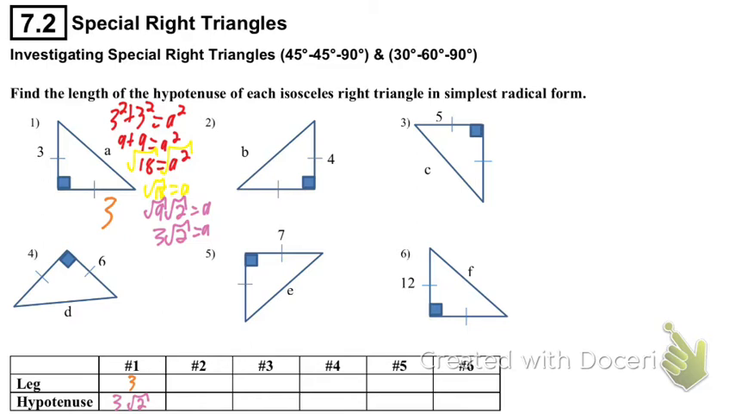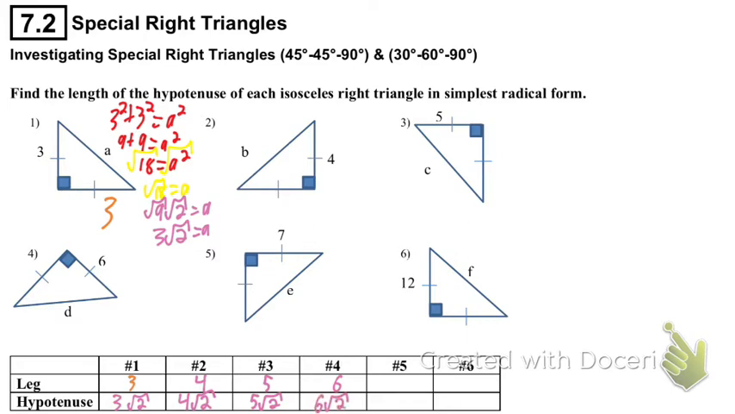What was the leg length on number 2? 4. What was the hypotenuse on number 2? 4 times the square root of 2. What was the leg on number 3? 5. What was the hypotenuse? 5 square root of 2. What was number 4, the leg? 6. What was the hypotenuse, excuse me? 6 square root of 2.